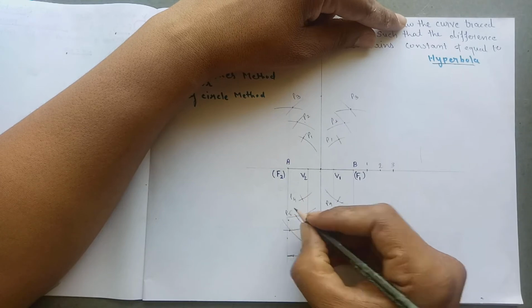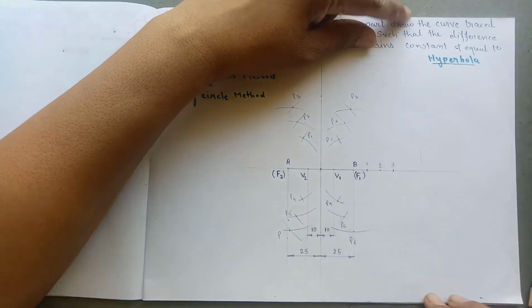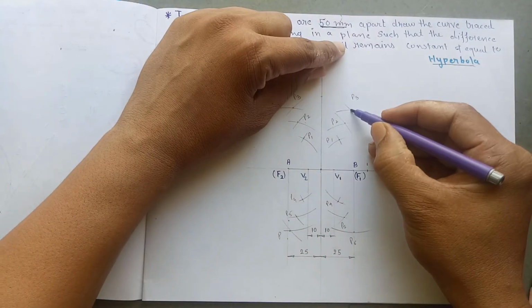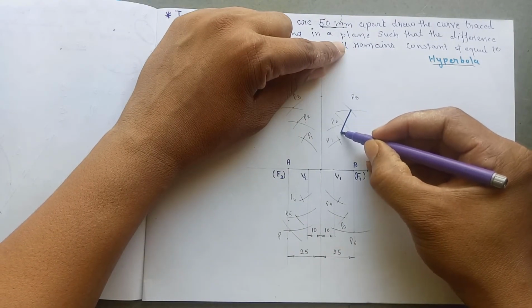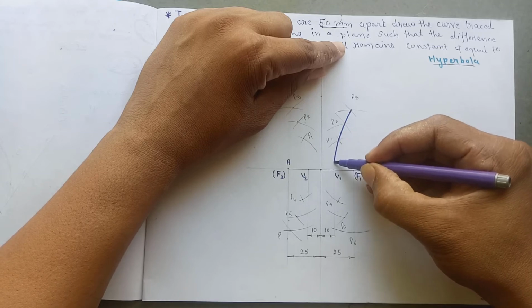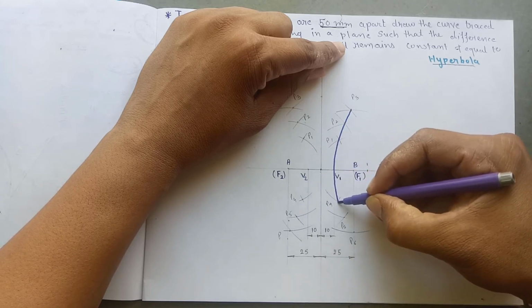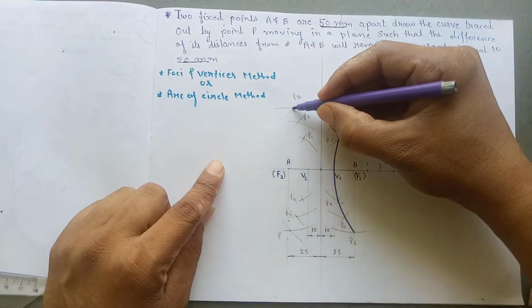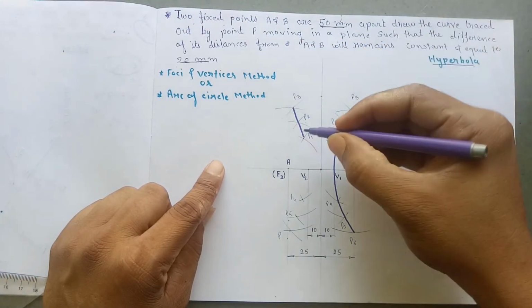P4, P5, P6, and draw a freehand curve passing through these points. The curve generated will be the hyperbola by the arc of the circle method, or we can also say the foci and vertices method.